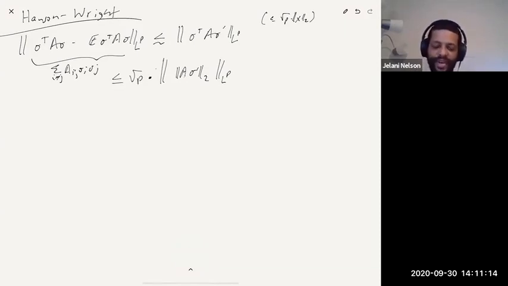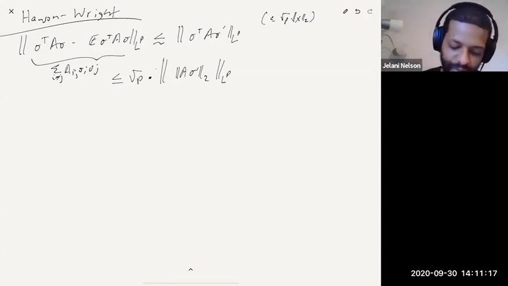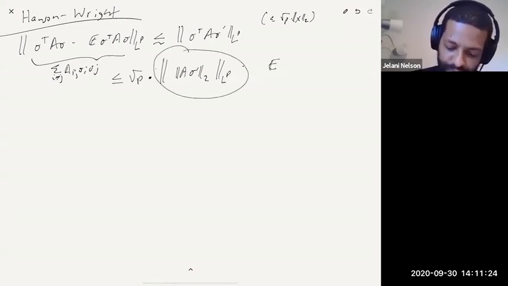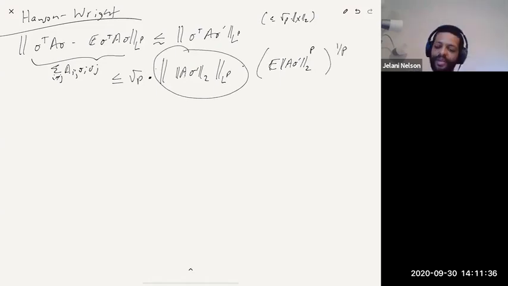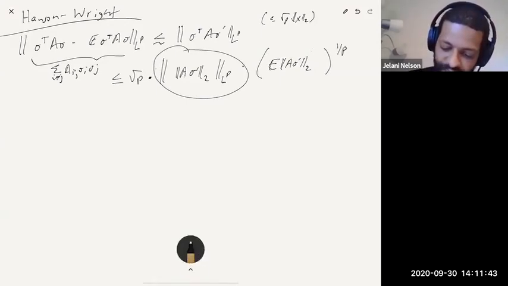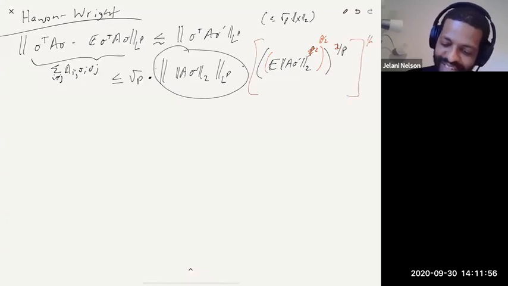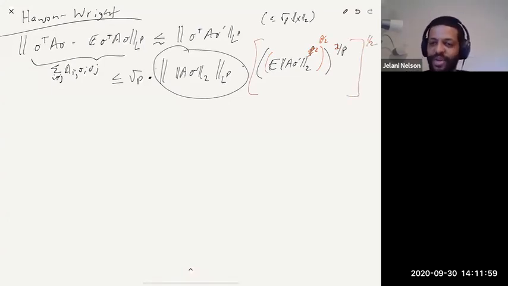And if you look at what the definition of LP is, this thing here is the expectation of A sigma prime L2 norm to the P, all to the 1 over P. But that's also the same thing as, let me do a different color, L2 norm squared to the P over 2, to the 2 over P, all to the 1/2. That's just playing with numbers. I haven't changed anything. They're equivalent.